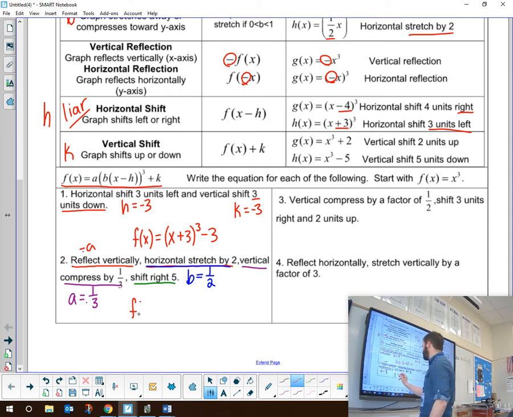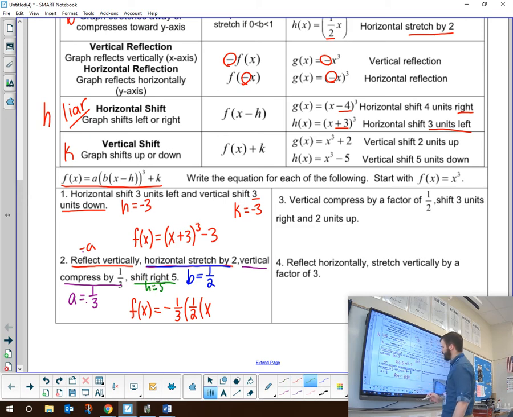We're going to write f of x equals, my A is going to be negative 1/3, so negative 1/3 times, well, then we're going to have to write my h. My b is going to be 1/2. So we got my a in there, we got my b, now we're going to go x minus my h, and my h is going to be 5, because we're going to shift to the right 5. So I'm going to go x minus 5, close off my parentheses, and then put my cubed in there.